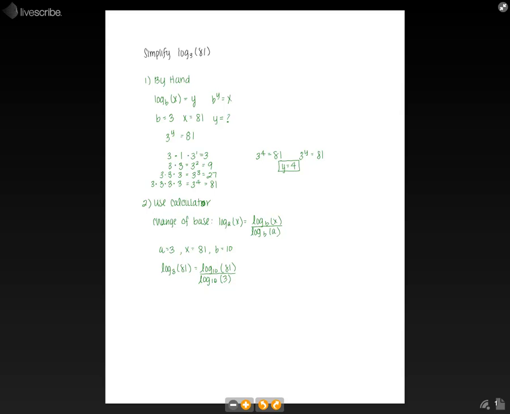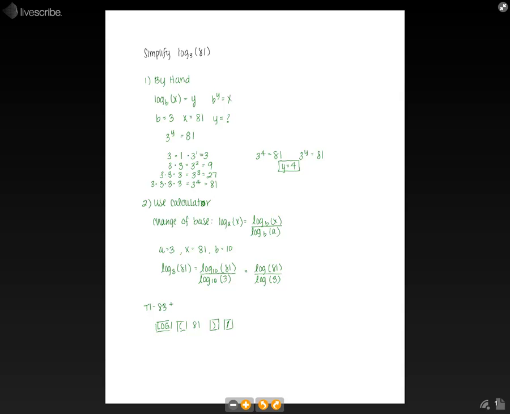Alright, and in your calculator that would look like log of 81 over log of 3. Okay, so if you plug that into your calculator, if you have a TI-83 or TI-83 Plus, it's going to look like this. You're going to plug in the log button, and then you're going to have parentheses, so log parentheses 81 close parentheses. The parentheses are really important because otherwise the calculator won't do your order of operations right.